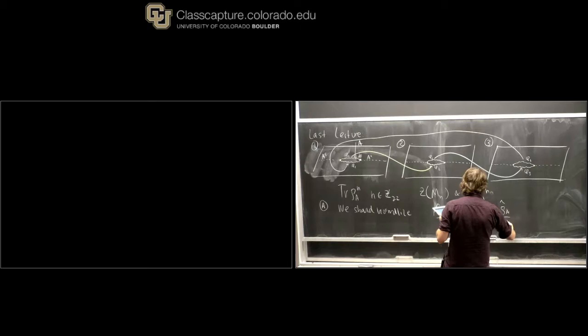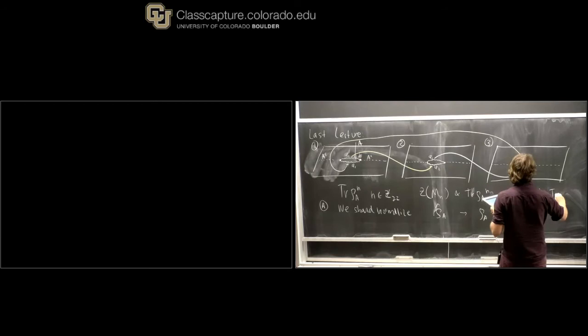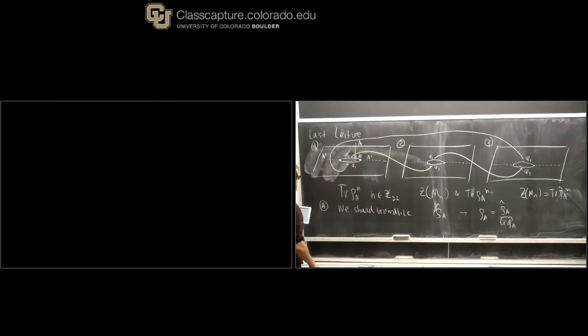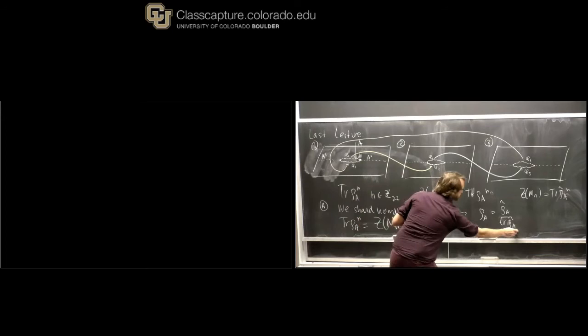And then when we do that in this language, if I say that Z of M_n is equal to trace of rho_A hat to the n, then you can see easily that trace of rho_A to the n is just this ratio, Z of M_n divided by Z of M_1 to the power n, okay? Where Z of M_1 comes from this normalization here.